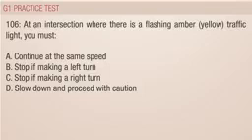Question 106. At an intersection where there is a flashing amber-yellow traffic light, you must A. Continue at the same speed. B. Stop if making a left turn. C. Stop if making a right turn. D. Slow down and proceed with caution. Answer D. At an intersection where there is a flashing amber-yellow traffic light, you must slow down and proceed with caution.